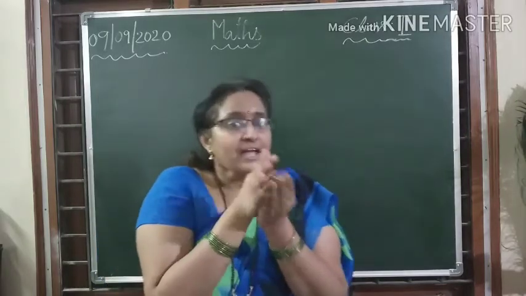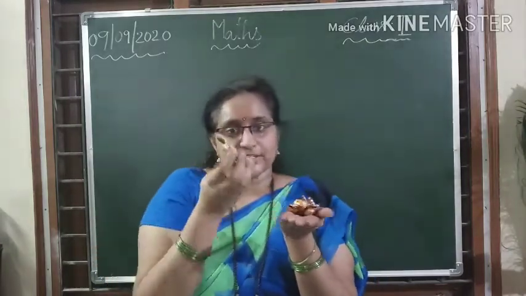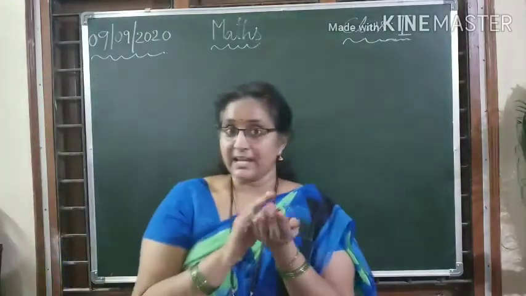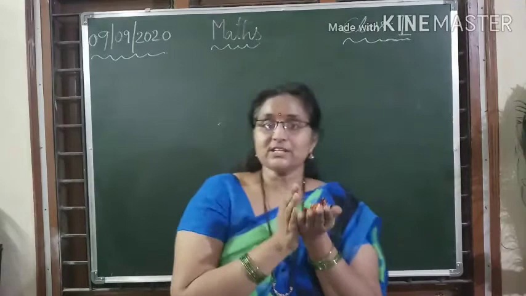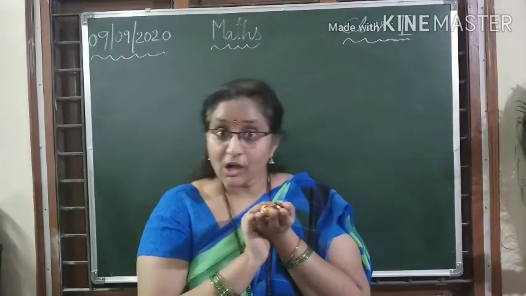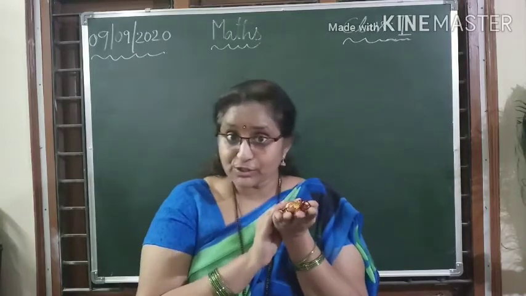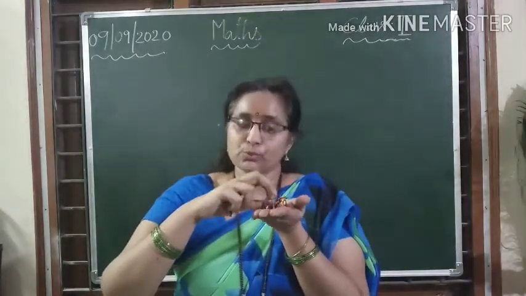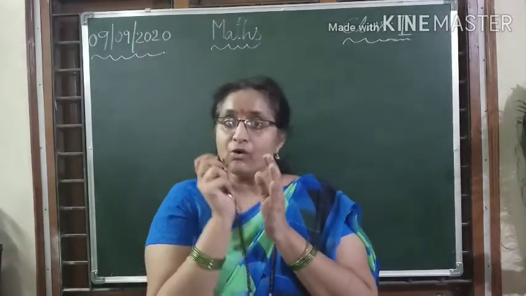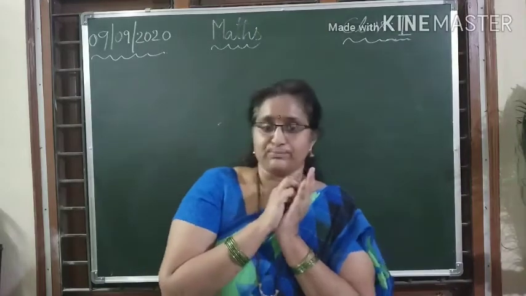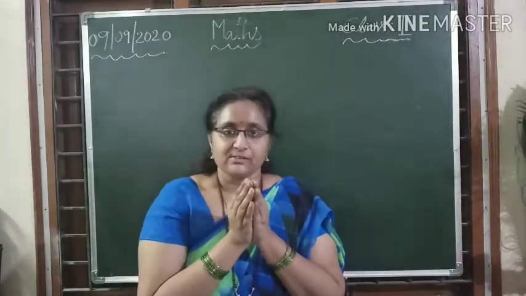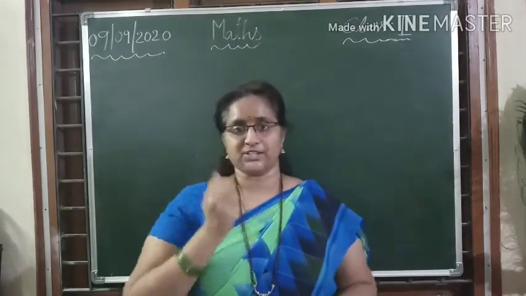And I gave 2 toffees to my daughter. How many toffees did I give? I gave 2 toffees to my daughter. How many are left with me? Do you know how many are left with me? Shall we count? 1, 2, 3, 4. I have 4 toffees left with me. This is called subtraction.